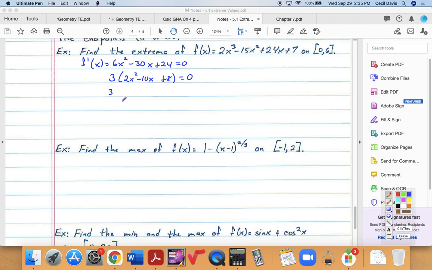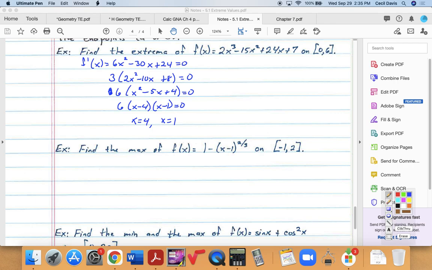Oh, why didn't I factor out a 6? That would have been nicer, wouldn't it? So it's 6 times x minus 4 times x minus 1. So x equals 4 and x equals 1. So I have critical points at x equals 1 and x equals 4. So my candidates for the maximum and minimum are f of 0, f of 6, f of 4, and f of 1. Those are the only places that it can happen.